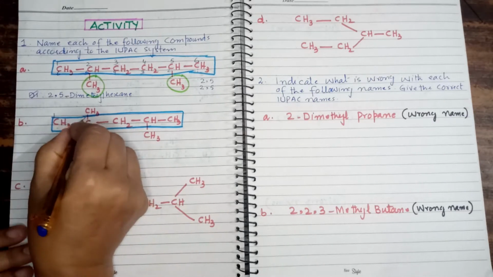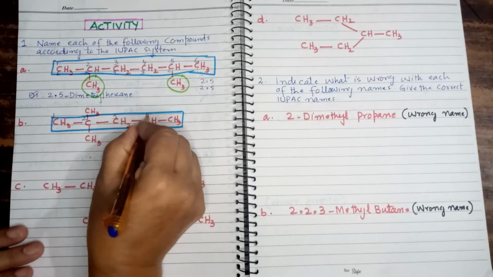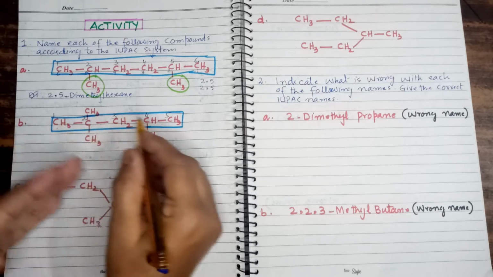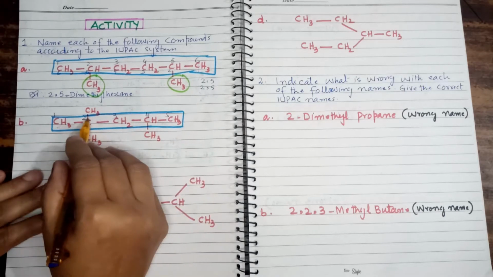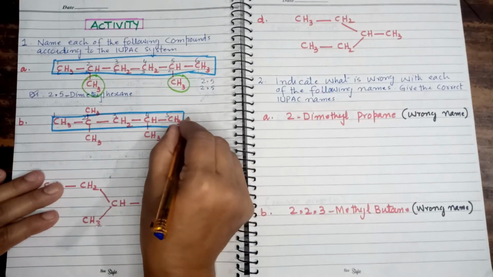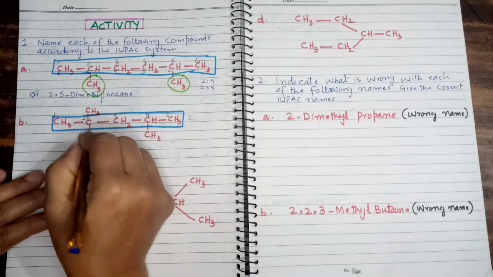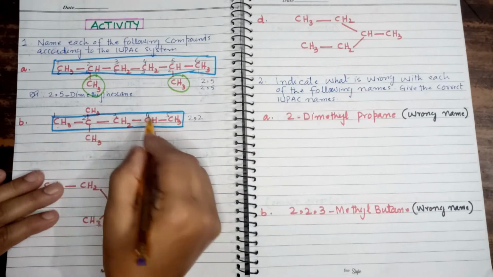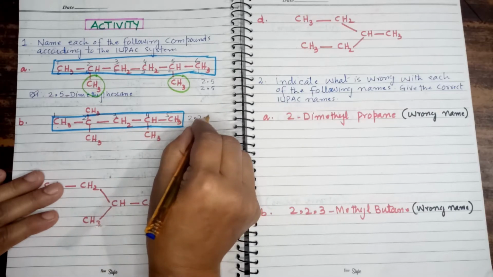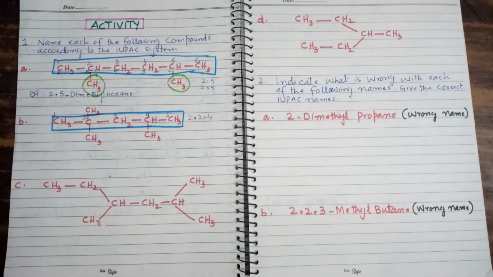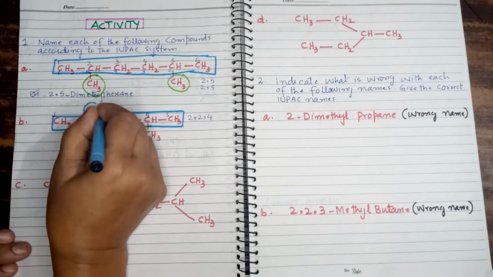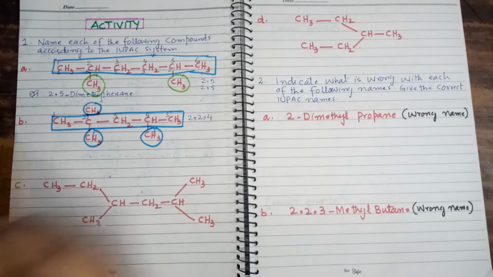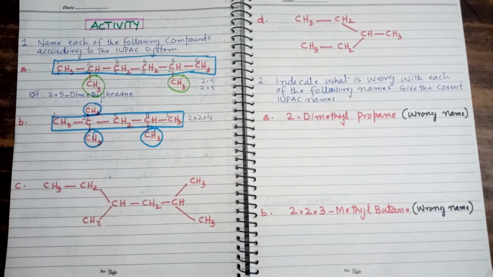1, 2, 3, 4, 5. If we do the numbering from left hand side, then one methyl radical is attached with carbon number 2, another methyl radical is also attached with carbon number 2, and the third methyl radical is attached with carbon number 4. Dear students, these are the radicals 1, 2 and 3, and these are the positions of radicals.